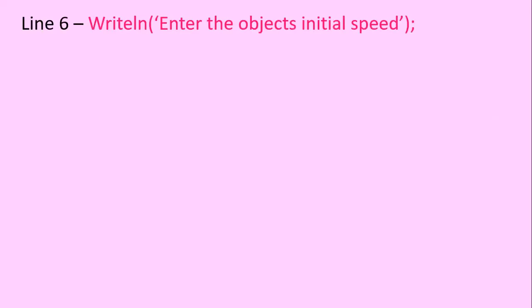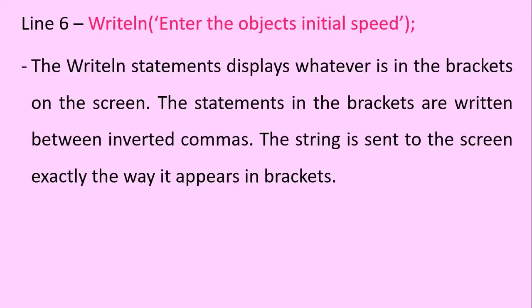Line 6, we have seen it was writeline in bracket, then inverted comma, enter the object's initial speed. We have the closing inverted comma, bracket, and semicolon. What this statement means is that the writeline statement displays whatever is in the brackets on the screen. In this case, the statements in the brackets are written between inverted commas. The string is sent to the screen exactly the way it appears in brackets.